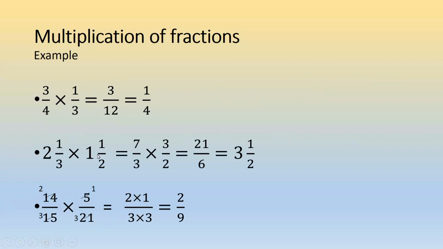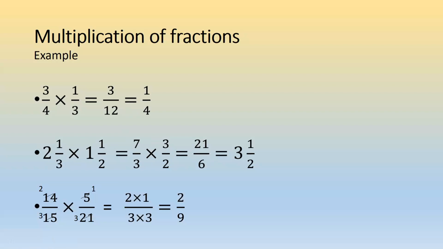Okay, and then when you are dealing with mixed fractions too, you would have to change your mixed fractions to improper fractions, like we have done here. And then with 2 whole number 1 over 3, we had 7 over 3. And then you bring your multiplication here. And then we have 3 over 2. So you multiply straight away where we have 7 times 3, we have 21. And then 3 times 2, we have 6.